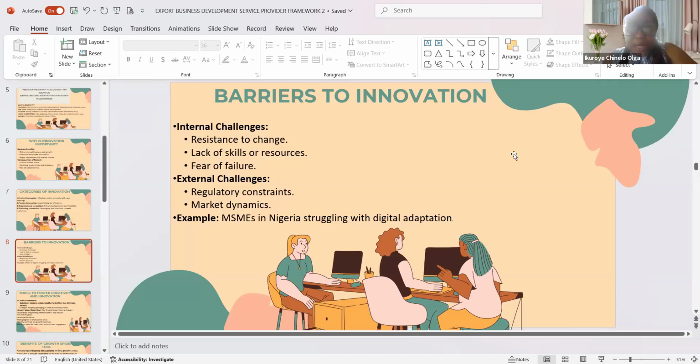Also, we have external challenges like regulatory constraints, which I know most of you have issues with, and then market dynamics. I want to give an example of MSMEs in Nigeria struggling with digital adaptation. They know that they need to innovate. A lot of companies know that they need to innovate, but maybe because of barriers of digital literacy or high cost of technology, it slows them down. So that's just a typical example of challenges.